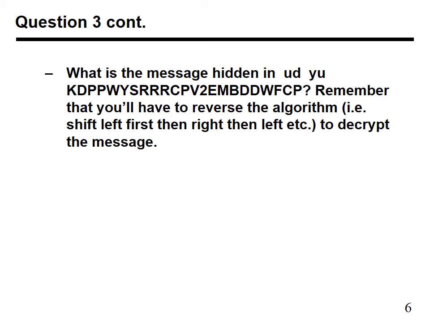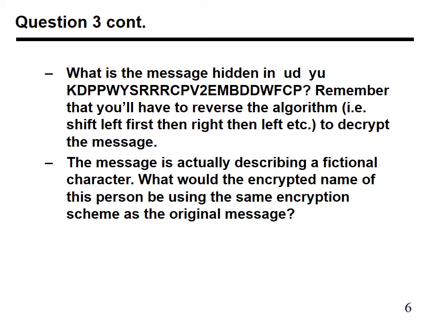So the question is, what is the message hidden in this phrase? We need to look at UD and YU to see what the key is, and once we've got the key, we should be able to decipher this message. This message actually describes a fictional character. If you don't know the name of this fictional character, just look it up on Google, and then just encrypt this person's name using the same scheme as in the original message.